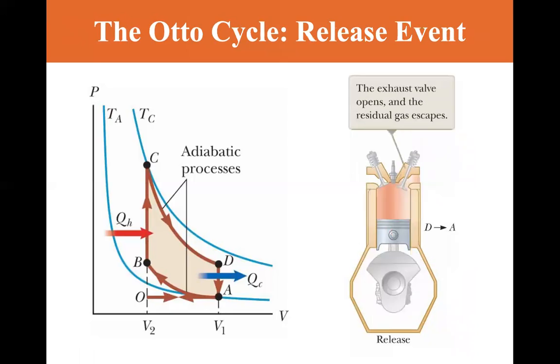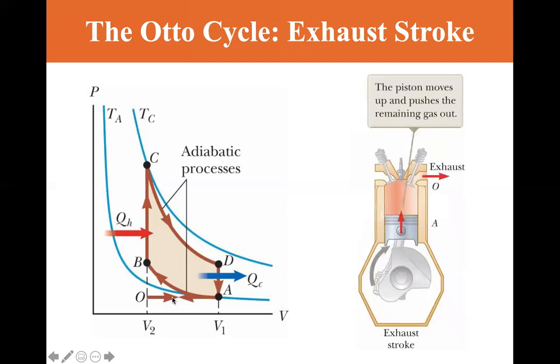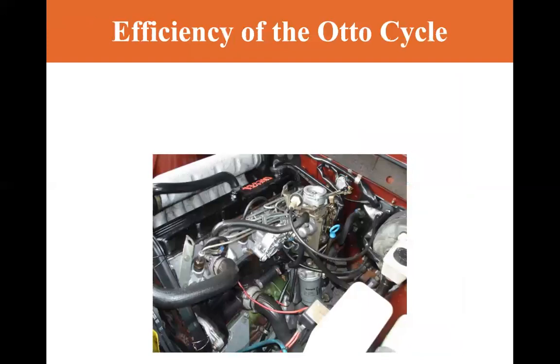Then you have a release event where the exhaust valve opens. You can see the valve on this side opens, and the residual gas escapes, and that's in this D to A. And then the cycle begins. So the piston moves up and pushes the remaining gas out, and now we're back to the beginning, and it's just a cycle.